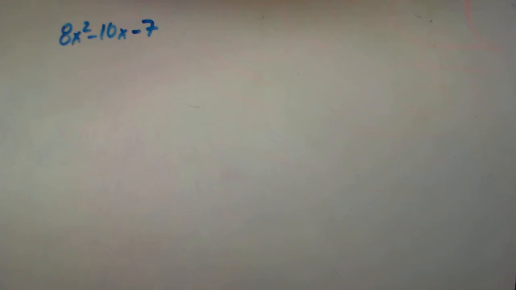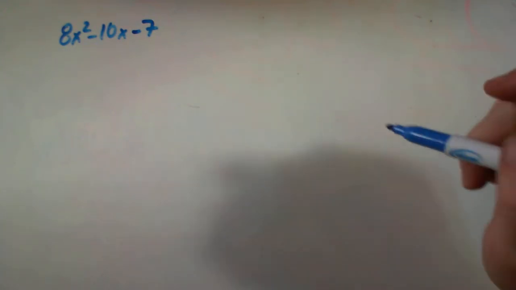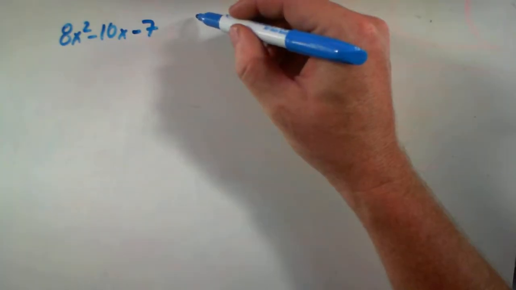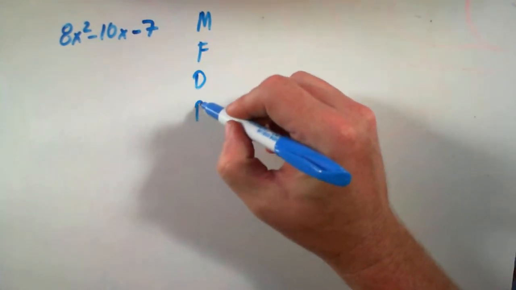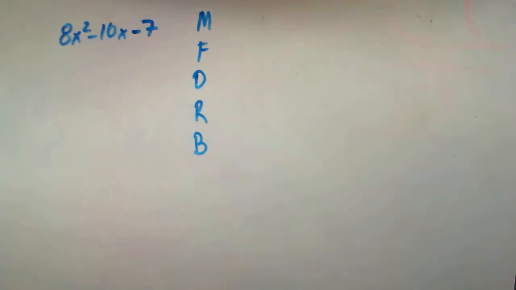So let's try this again. There may have been a big pause there, I'm not sure. So we've got 8x squared minus 10x minus 7. And again, we're going to do that M, F, D, R, B.